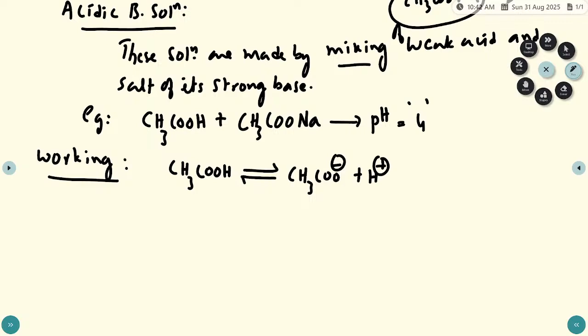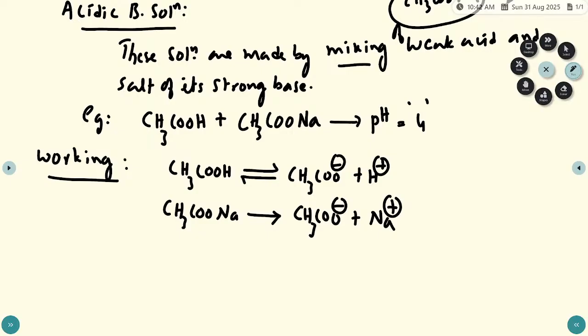Okay, and one more is there, that is salt. So here the salt is a strong salt. It is a strong electrolyte, so that it undergoes complete ionization. It produces acidic buffer solution. How it works? How does the pH never change by adding acid or base?